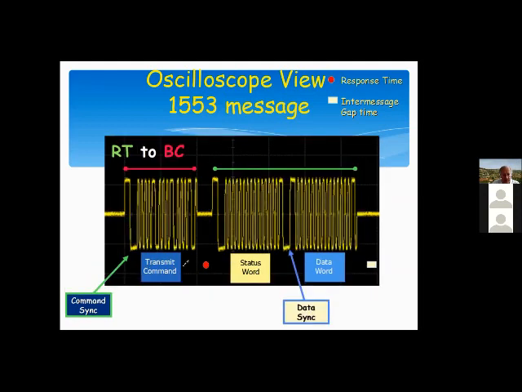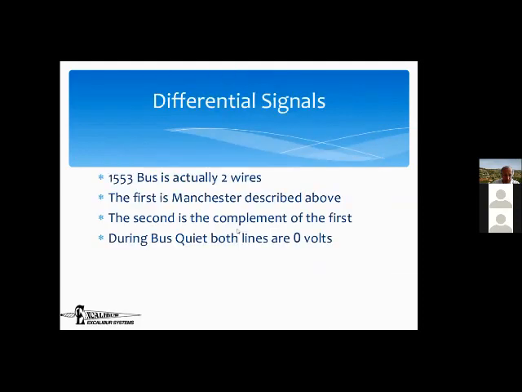And RT to BC, you tell by virtue of the fact that the data is not attached to the command, but rather is attached to the status. And here you see that in the command word, the sync is going down, and in the status word, the response is also going down, because status and command sync are the same. And the data is the opposite, where it's going up.